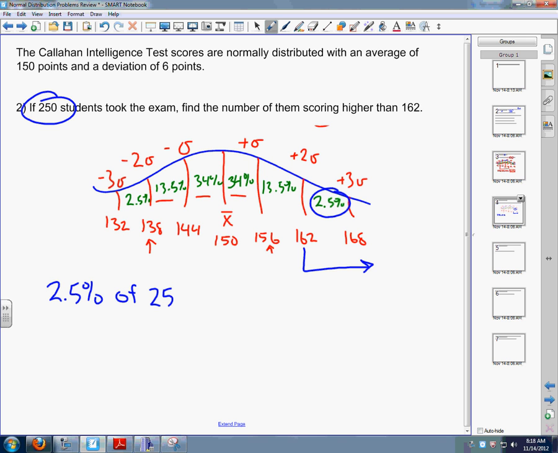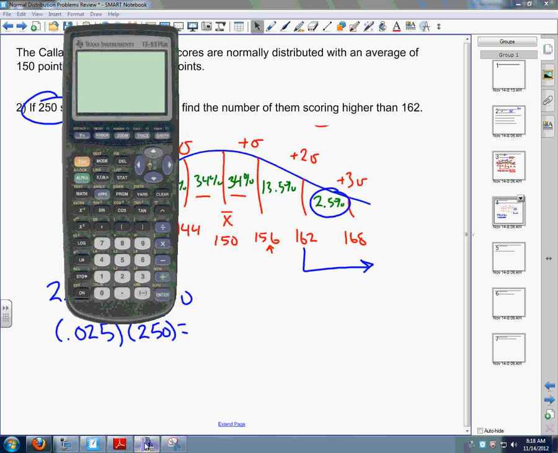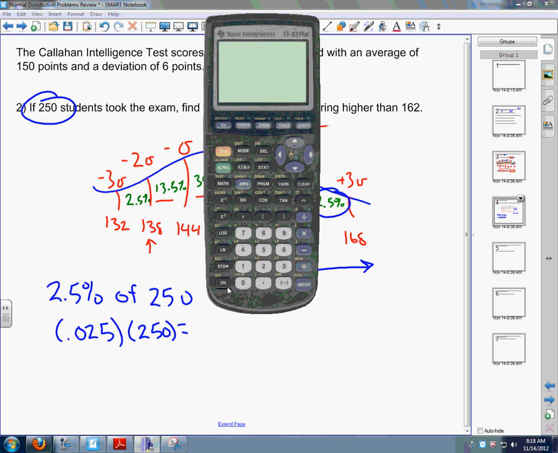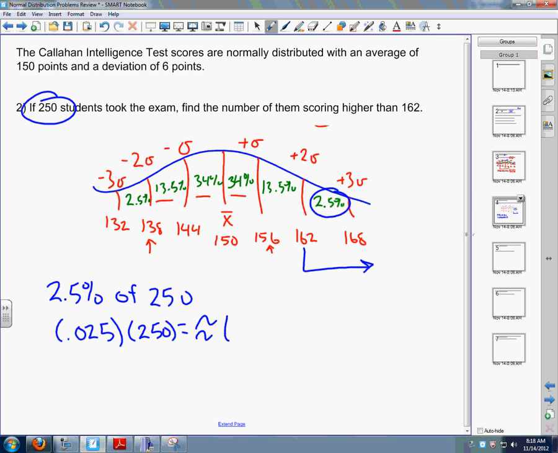So it's just a coincidence that I came up with that number. So 2.5%, make sure you move the decimal 2 places. Grab your calculator. 250 times 0.025. Okay, so 6.25 kids. So it's not going to be exact. So we're going to say about 6 kids.